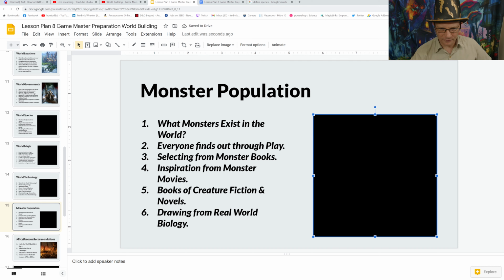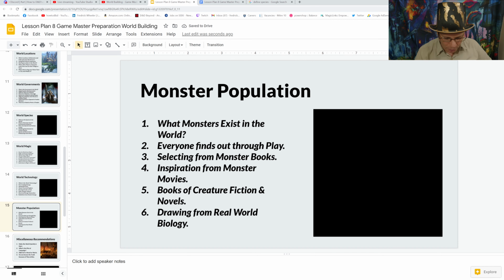Okay, so this is... That'll do. What am I fluffing around with a block? It's a blank block, Fred. What are you doing messing around with a blank block? So, monster population. Let's go over what I've written here. What monsters exist in the world? That's our question. Everyone finds out through play. That's very much the case. It's one of the easiest ways to do this. Selecting from monster books. And I've said monster books, not Monster Manual for 5e, so I'm leaving that. Inspiration from monster movies? Yes. You'd be surprised how many ideas you can get from that.